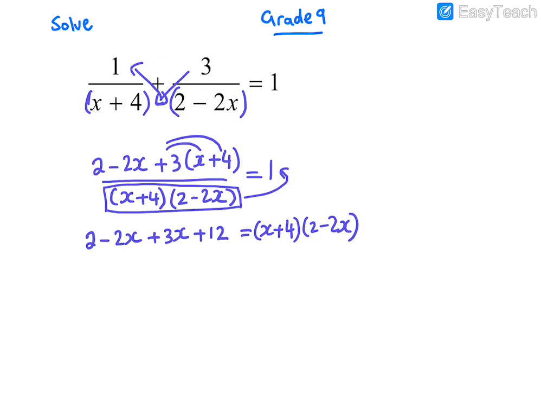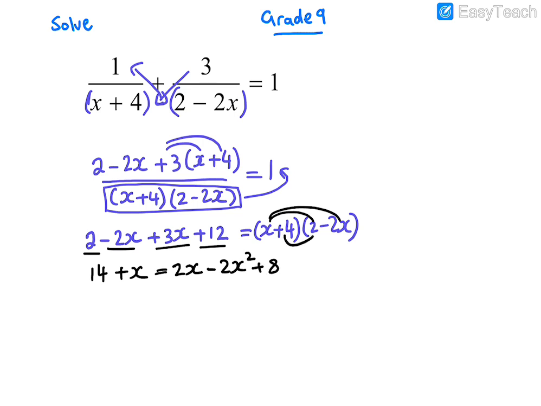Now let's start multiplying the brackets out and simplifying. So on this side, we will have 2 plus 12, which is 14. And then negative 2 plus 3x is plus 1x. And now on the other side, x times 2 is 2x. X times minus 2x is minus 2x squared. And then 4 times 2 is 8, and 4 times minus 2x is minus 8x. Now it looks like it is going to be a quadratic equation because we got this minus 2x squared.